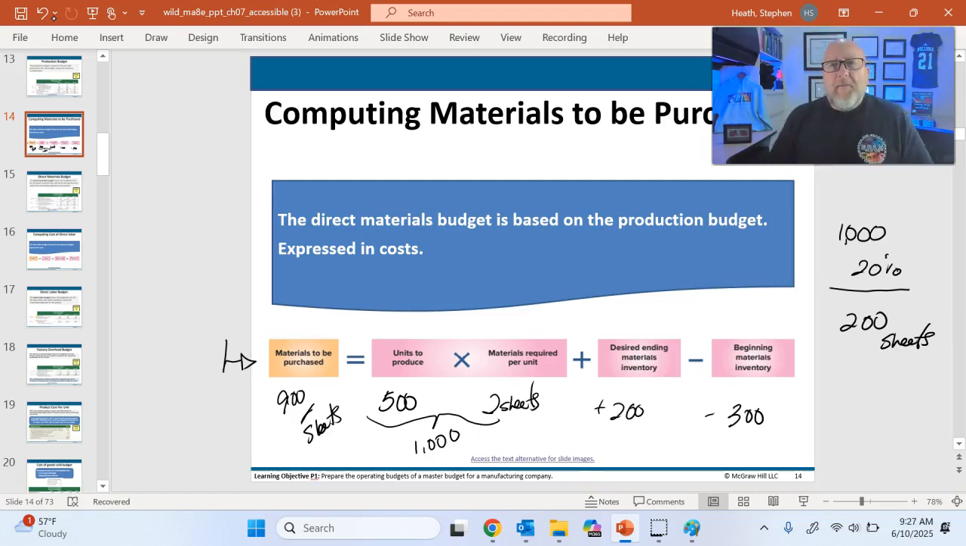Anyway, it's not good enough to just know how much material we need to purchase. What I want to know is, not only how much material I need to purchase, but how much is it going to cost? Okay, so this really is sort of step one in the process, computing materials to be purchased.